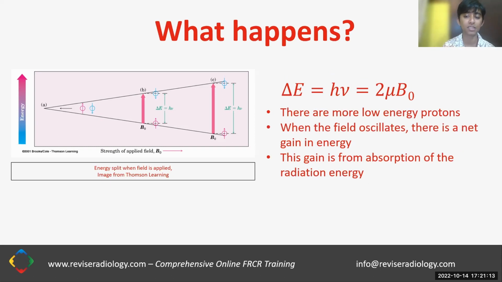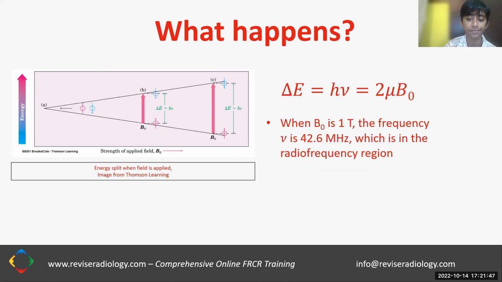So what happens is there are more low energy protons. That's a given in any natural system. There's always things which are at a lower energy compared to things which are at a higher energy. So when the field oscillates, there's a net gain in energy. Because the lower energy protons are going to the higher energy, there are more higher energy protons later, which means that the system as a whole has more energy. So this gain in energy is from the absorption of the radiation energy.